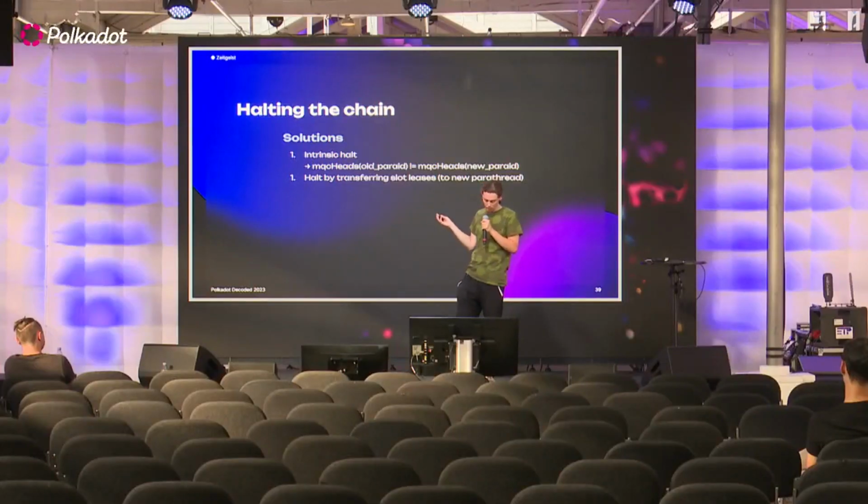The problem with this solution is that you have to lock funds to actually register the parachain ID and register the runtime, the genesis state and WASM. So this requires funding. And then there's another solution. You could also halt the chain by setting an invalid state on the source relay chain.